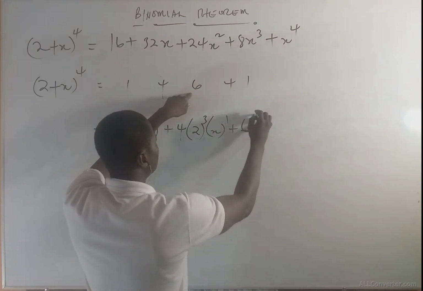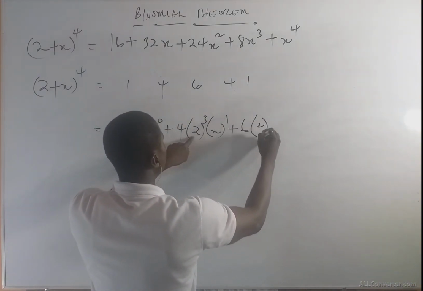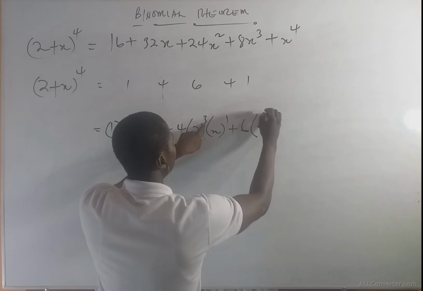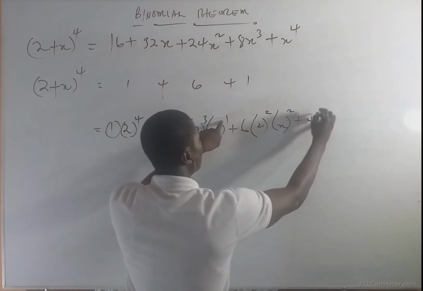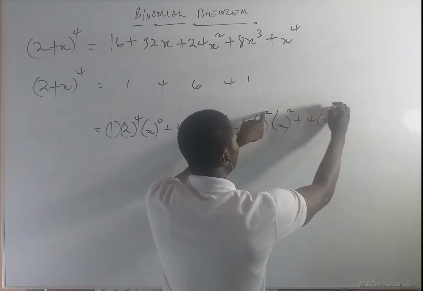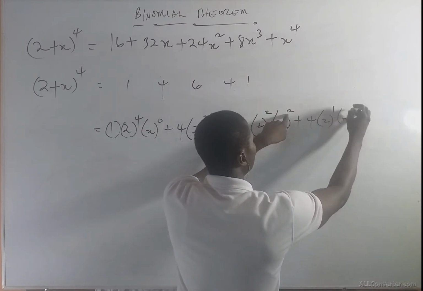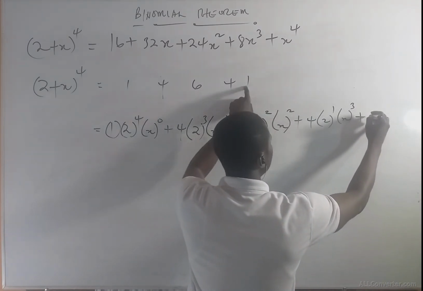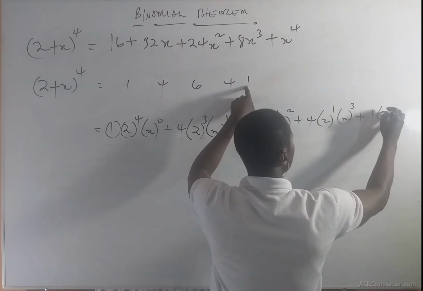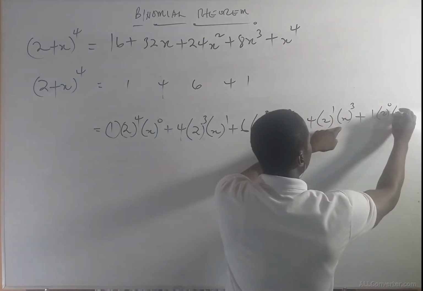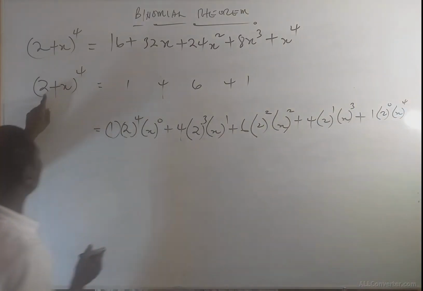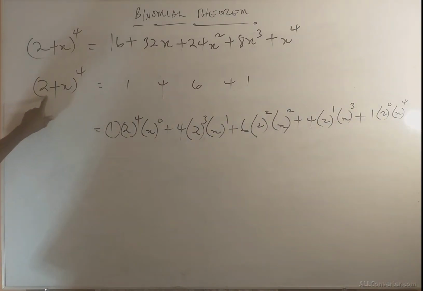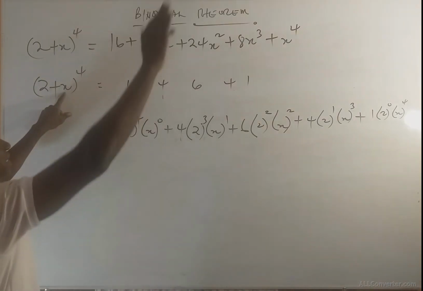Then we are on the 6. Then 2 will also decrease from 3 to 2, but the x will increase from 1 to 2. Then we have 4. Then 2 will decrease from 2 to 1, but the x will increase from 2 to 3. Then we have the last coefficient, and 2 will decrease from 1 to 0, and x will increase from 3 to 4. So as the first term is decreasing, the second term is increasing.